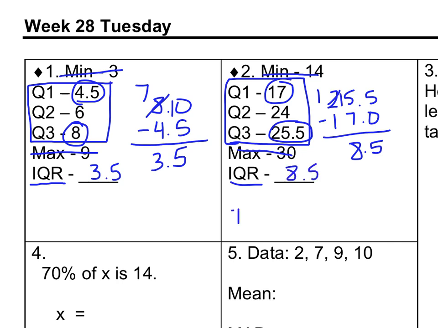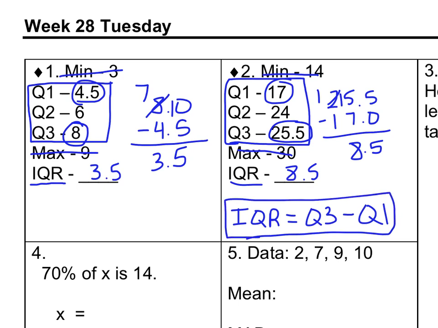So IQR has a formula. You may want to write this down. IQR equals Q3 minus Q1. That is the formula for interquartile range as practiced today and yesterday on Monday's morning work.